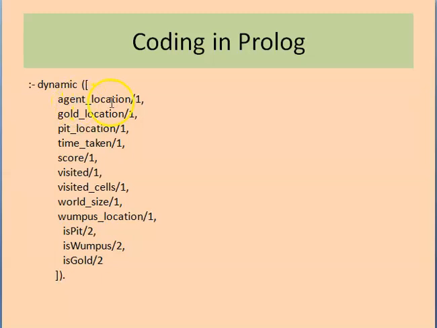So what all will we use? We will use agent location with one parameter, gold location with one parameter, pit location with one parameter, time taken with one parameter, score, and visited, which cells have been visited, for which we will maintain a list. Then world size, that is the size of the world, which is 4 by 4. Wumpus location, and then we have whether a pit is there in the next cell, the Wumpus is there in the cell, or gold is there in the cell.